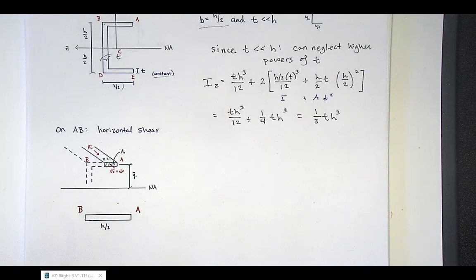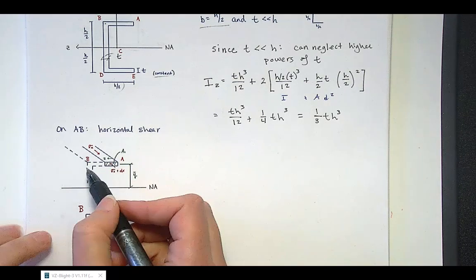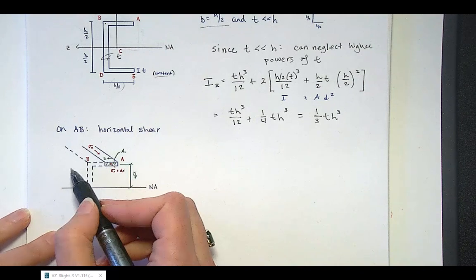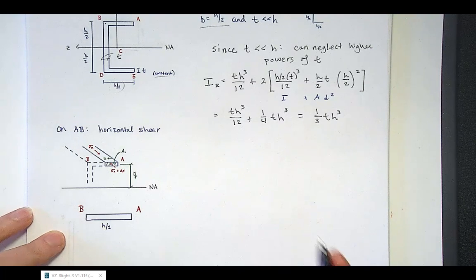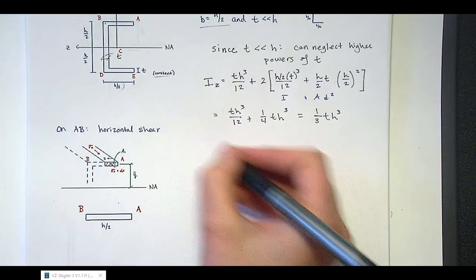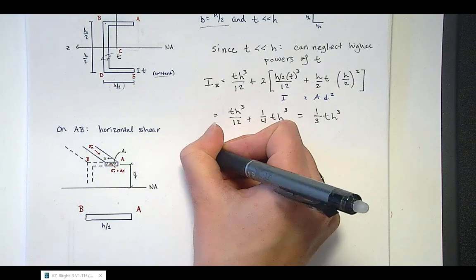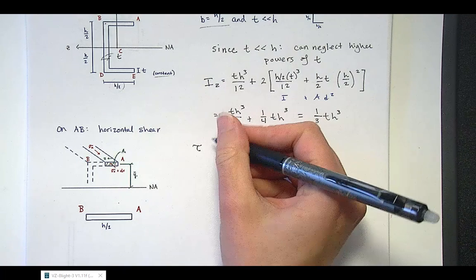Now that we've calculated that, we can move on to individual segments to start finding the shear stress. First we'll look at segment AB, the flange. We're going to have horizontal shear because it's a horizontal segment with a thin wall. We know that the shear stress varies with the z coordinate.